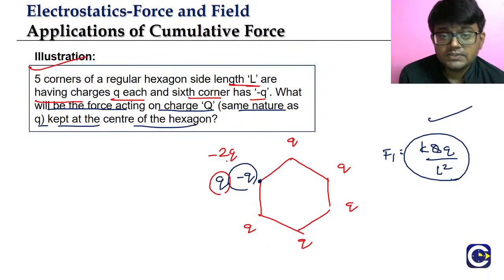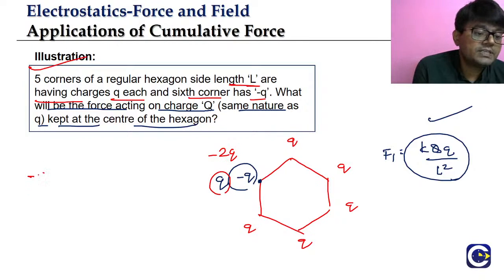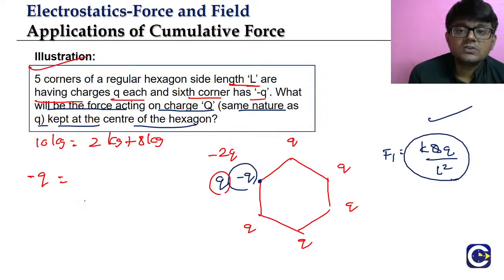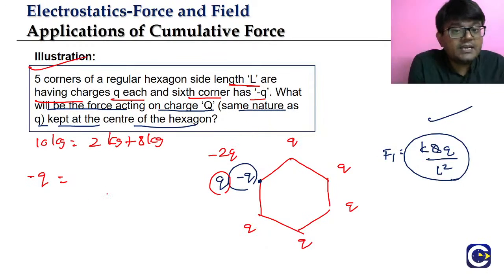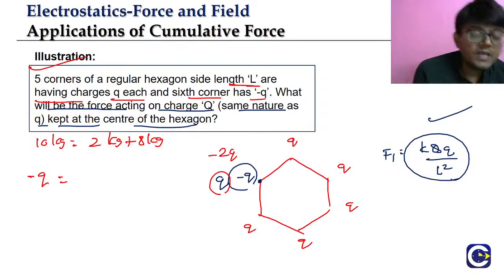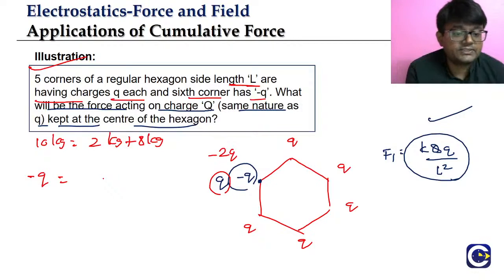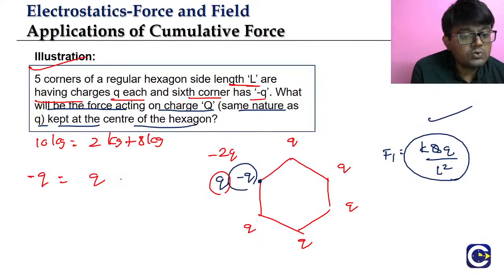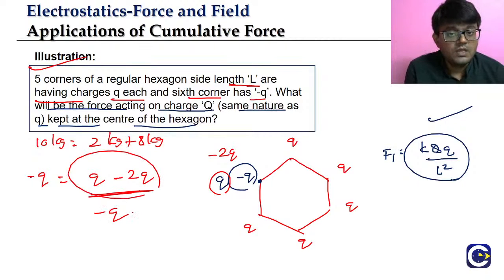Is that allowed? Minus q. This is the principle, like 10 kg is equal to 2 kg plus 8 kg. I told you, how do we split? Based upon our requirement. Whatever requirement we have, based on that we split it. Here, I am writing minus q as 2 parts: one is q, the second is minus 2q. Simplify it: what is q minus 2q? It is minus q.